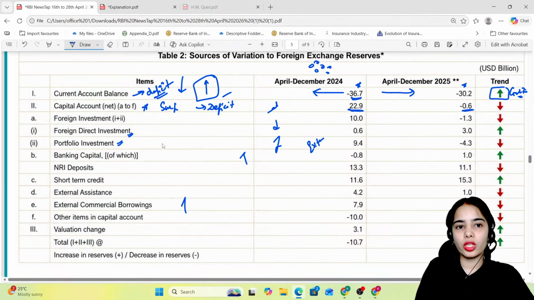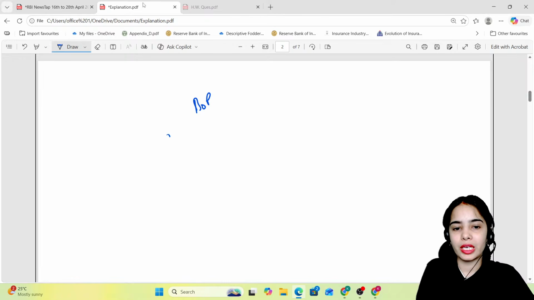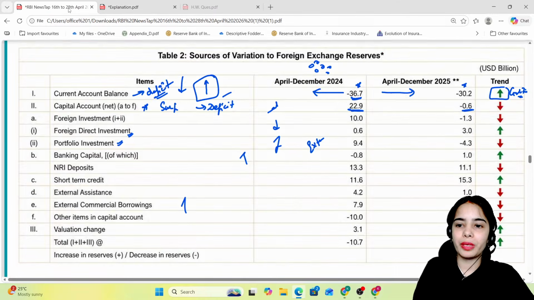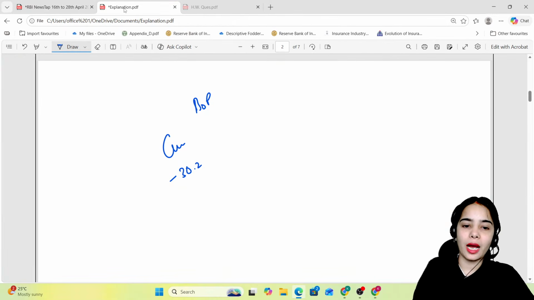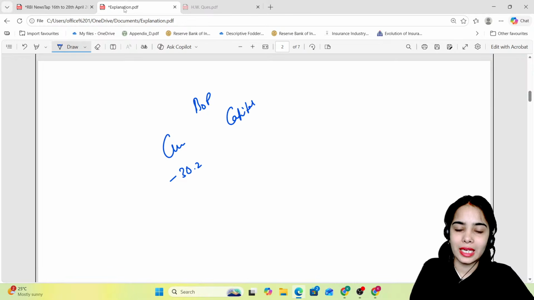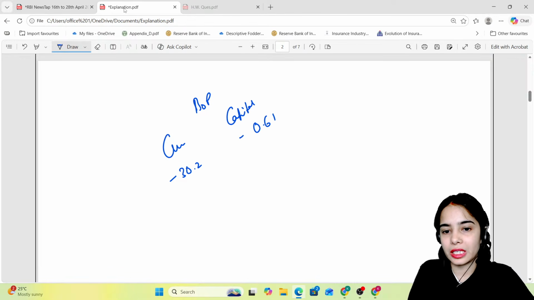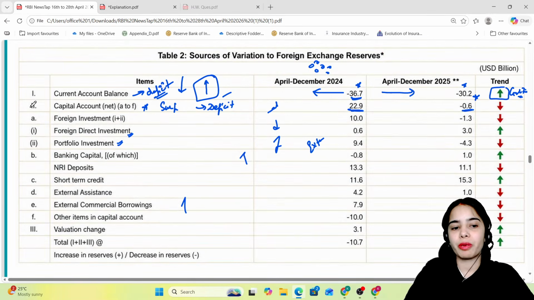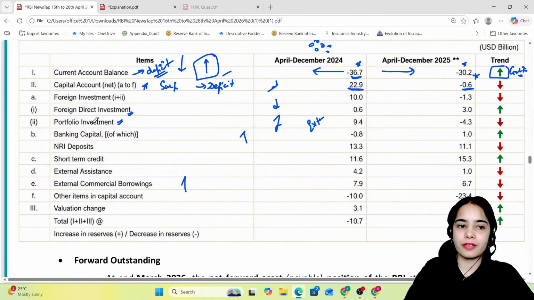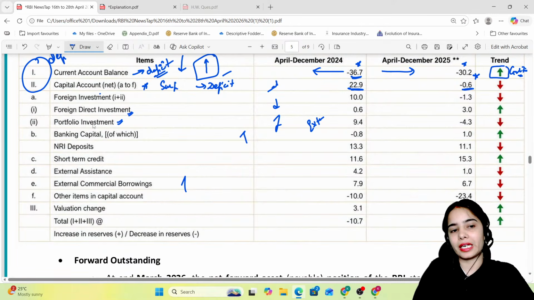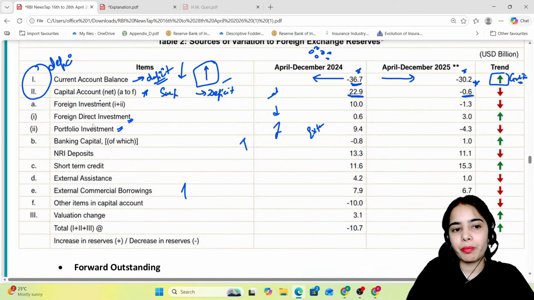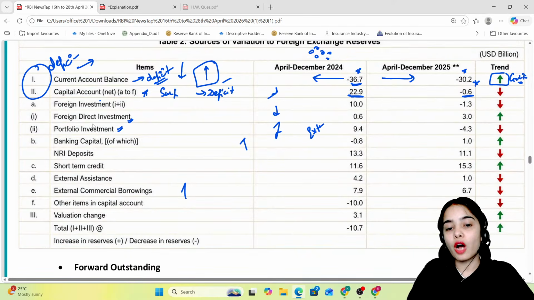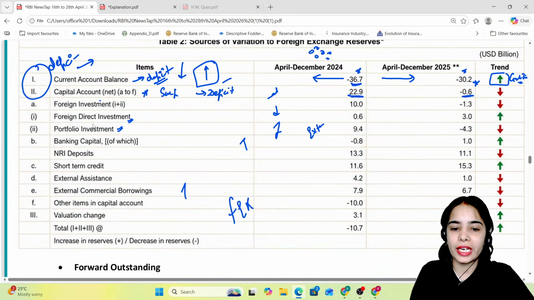So now, on the basis of the balance of payment, the current account is in a deficit of $30.2 billion, while the capital account is in a deficit of $0.6 billion. So that means there is a deficit happening on the basis of balance of payment. That means we are paying more than what we are getting. And how are we paying more? By using our foreign exchange reserves.